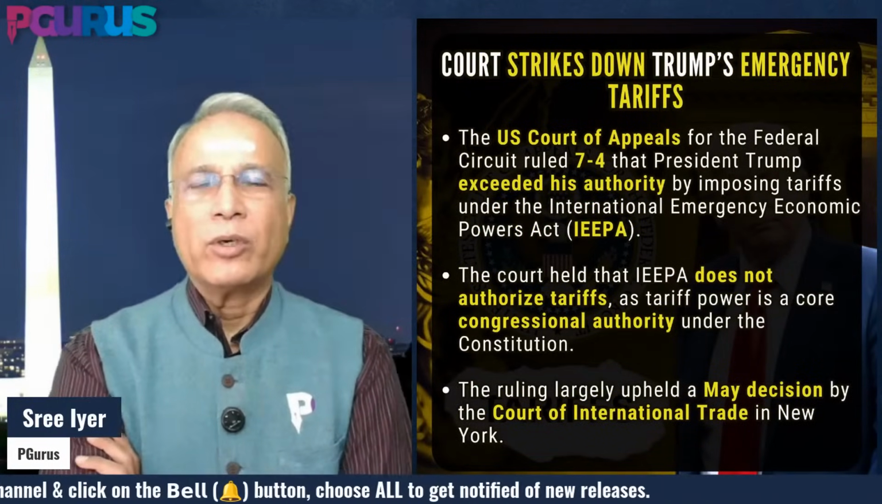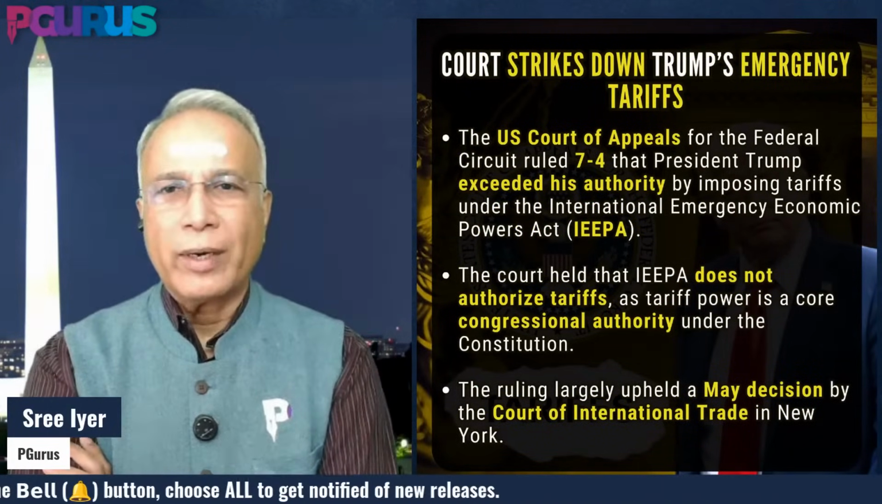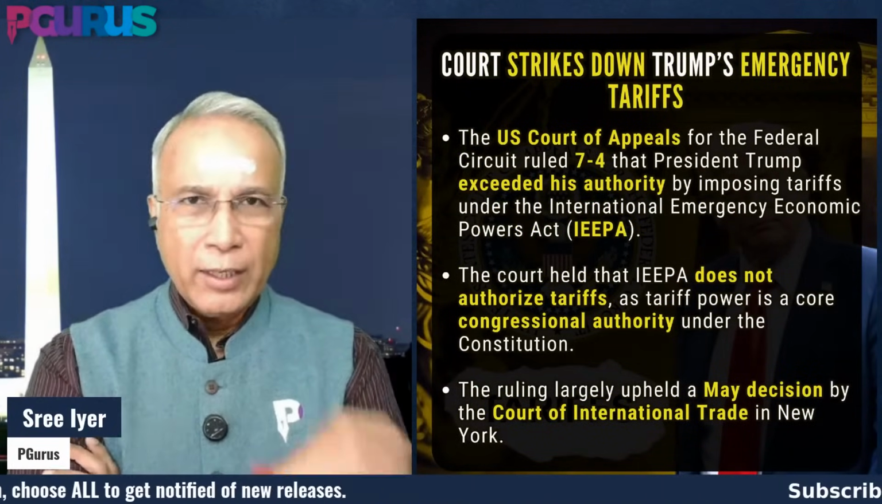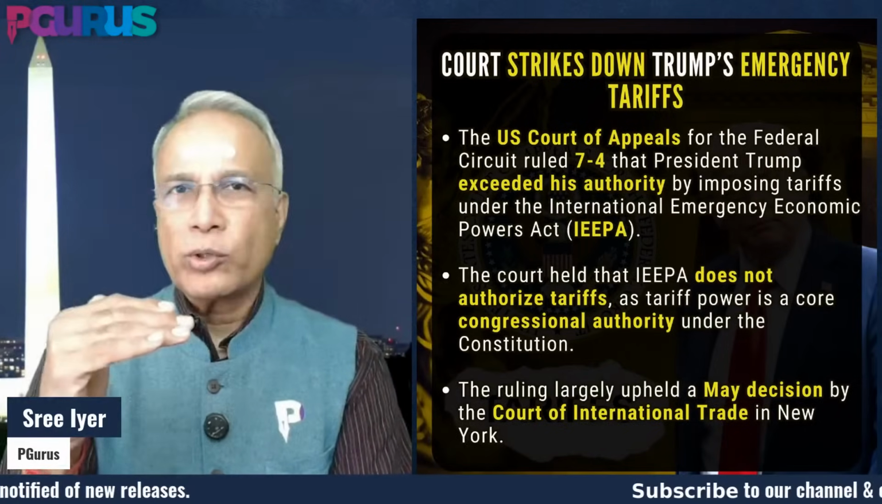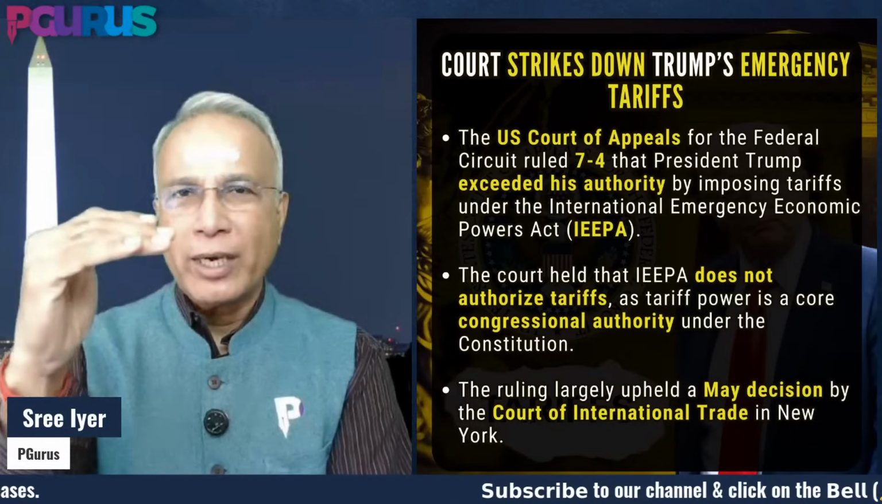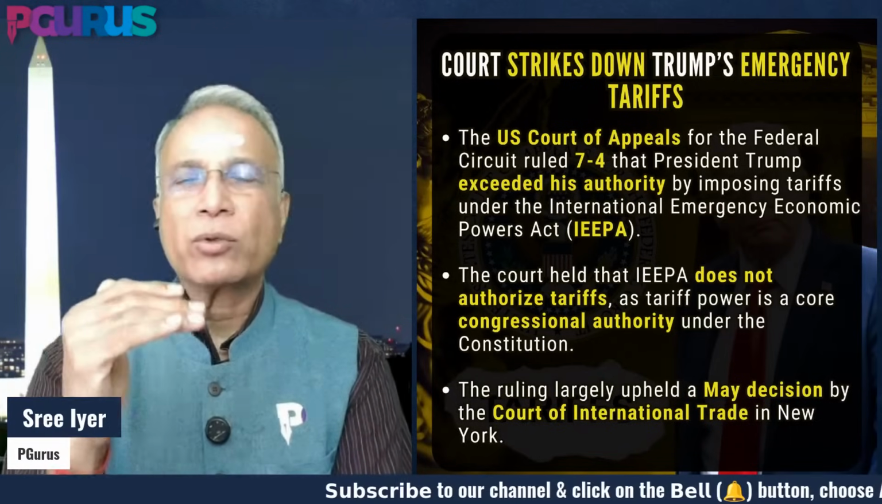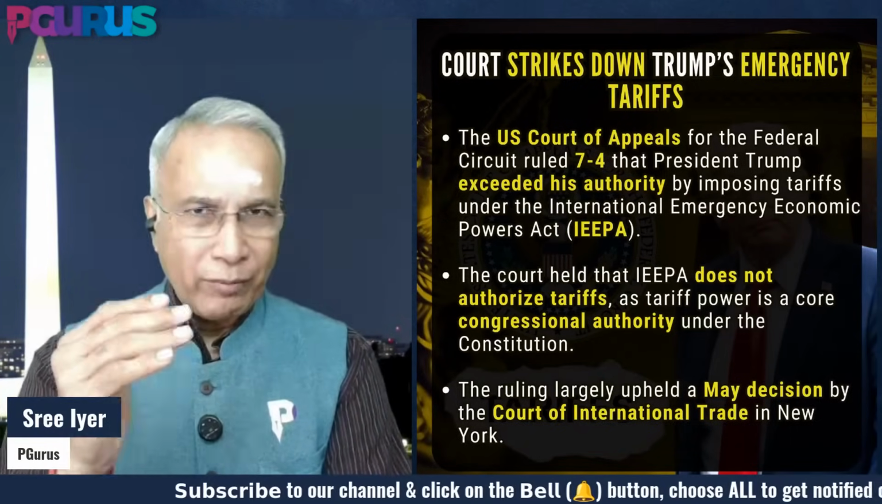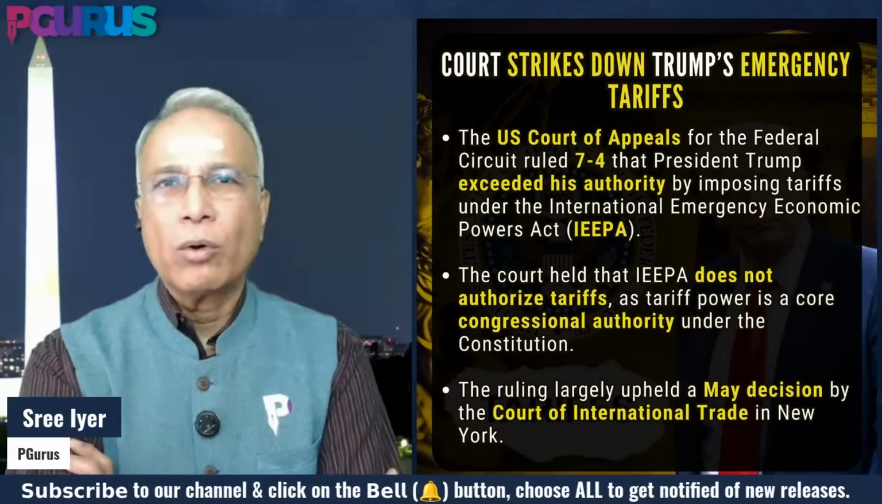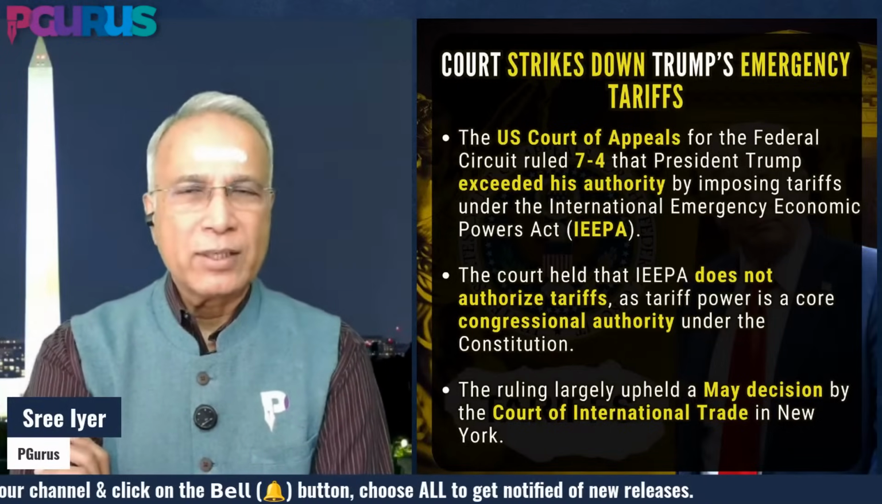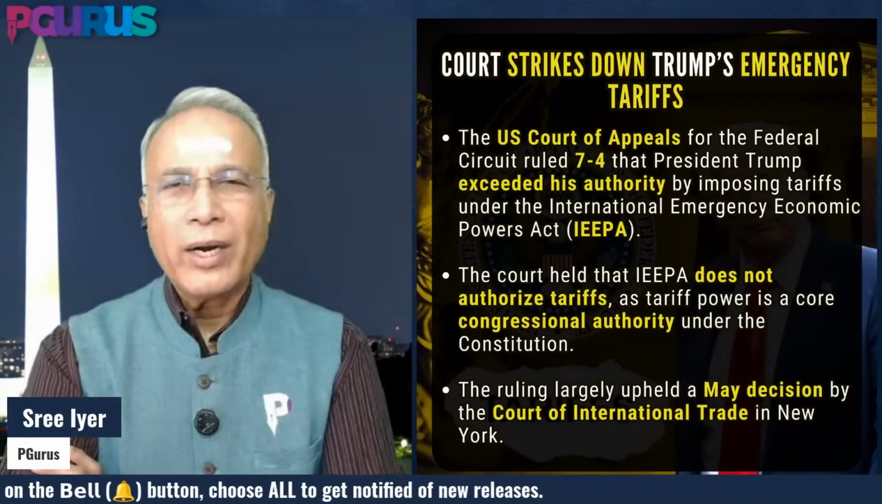So what happened was the United States Court of Appeals for the Federal Circuit. What happens is a lower court rules one way, you can appeal it, and it goes to the appeals court. Now the appeals court has ruled in a certain way, which is, I think, siding with the lower court. Now the Trump administration has some options. Let's take a quick look at what really happened.